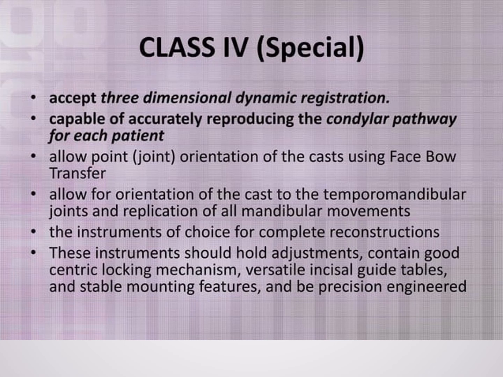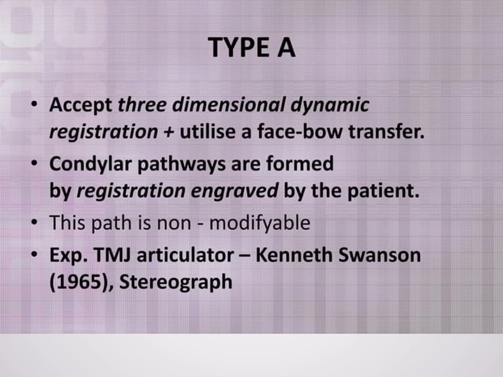The fourth type is class 4, which is special articulators. They will accept all three-dimensional dynamic registration, capable of accurately reproducing the condylar pathway for each patient. They allow joint orientation of the cast using face bow transfer, and also allow orientation of the cast to the temporomandibular joint and replication of all mandibular movements. They are the instruments of choice for complete reconstructions. They hold the adjustments, contain a good centric locking mechanism, versatile incisal guide tables, stable mounting features, and are precision engineered.